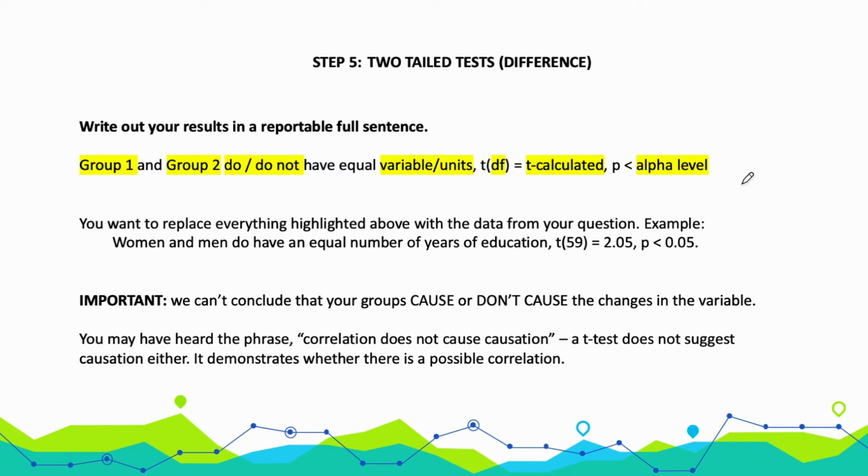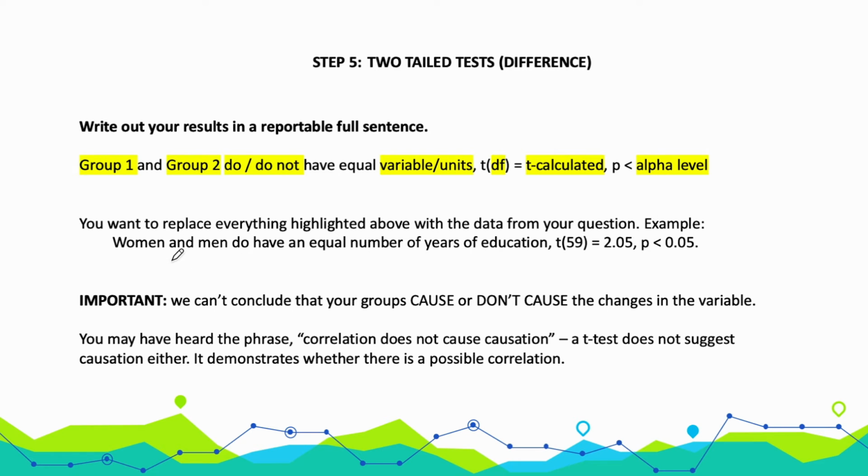Here's the formula that makes sure that you get all of the important information into your sentence every time. Fill in these highlighted pieces with the data from your question. You would put group 1 here and group 2. You would select whether they do or do not have equal, and you would insert your variable and units, comma, and then you would write t, you would enter your degrees of freedom here, equals, you would have your t-calculated value here, comma, p is less than, and then you would put your alpha level from the problem.